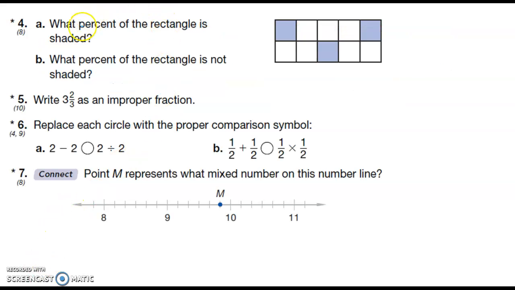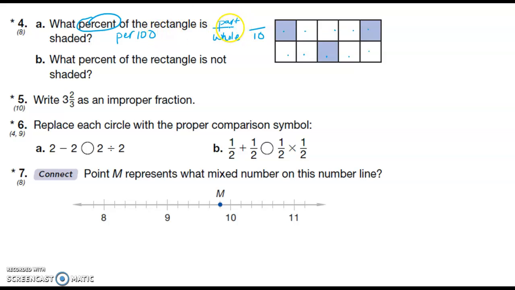All right. For a, what percent or per hundred of the rectangle is shaded? So let's see how many we have. We're going to have to figure out what our fraction is before we figure out what our percent is. And we know that our fraction is part over whole. So how many wholes do we have? 1, 2, 3, 4, 5, 6, 7, 8, 9, 10. So I have a total of 10. That's going to be great because that makes it kind of easy to get to 100.